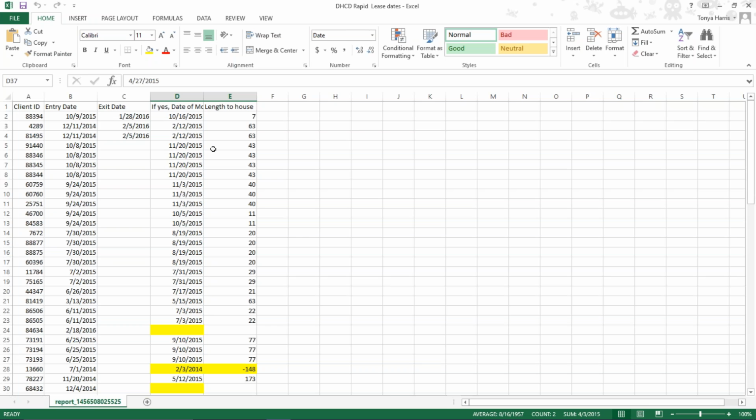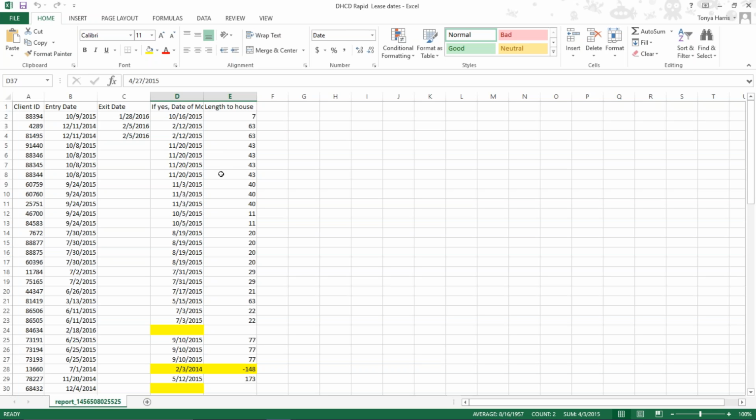Now, there's always an exception to every rule, and so we have some programs where a client came to a rapid rehousing program with the lease in hand. So it literally took 0 days to house them. But that is the extreme exception and not the norm, okay?